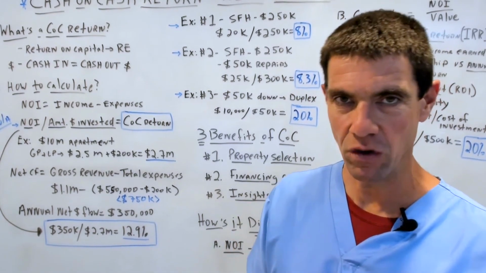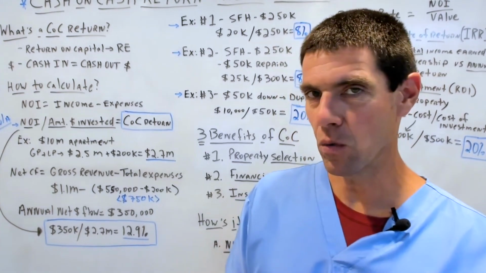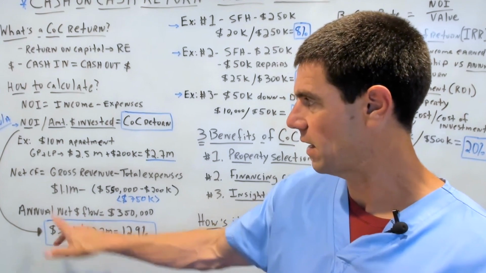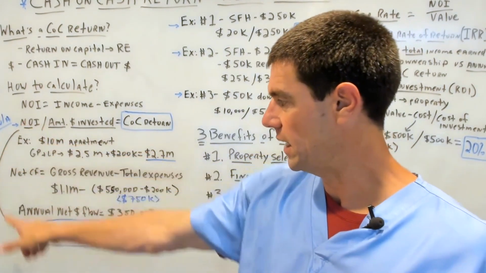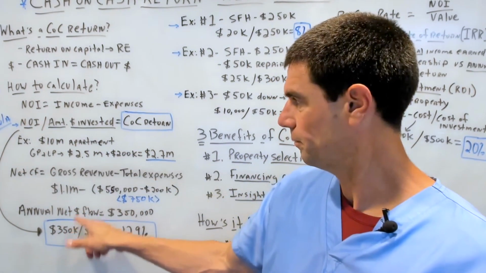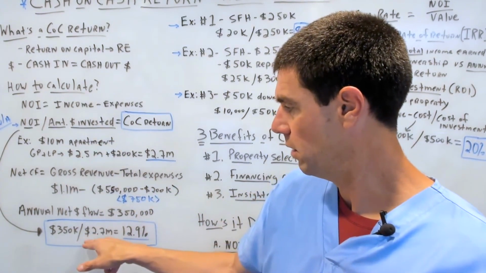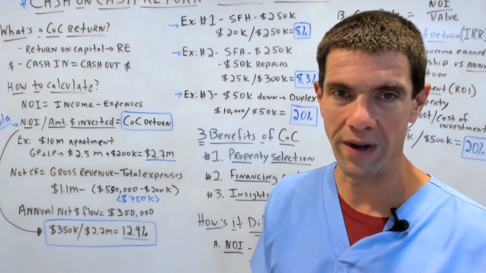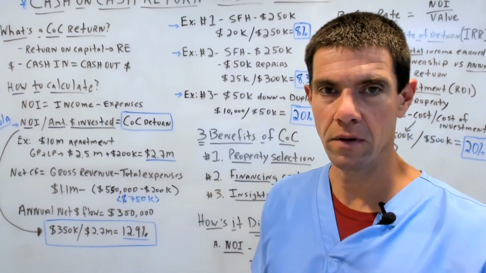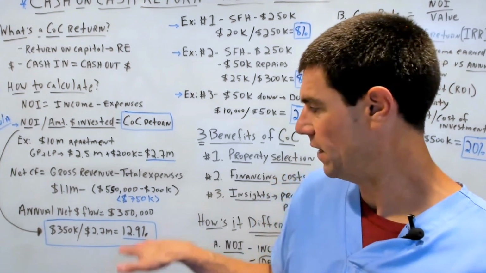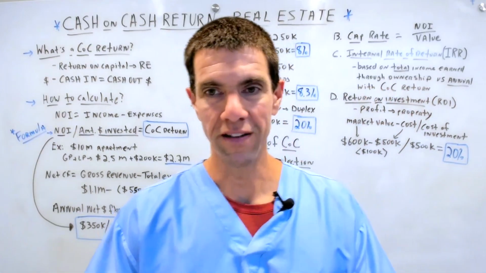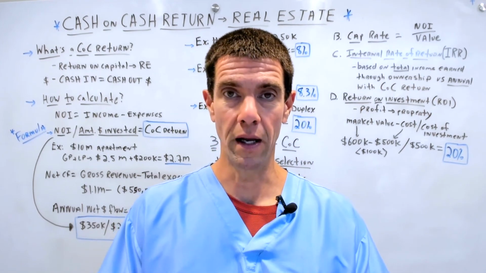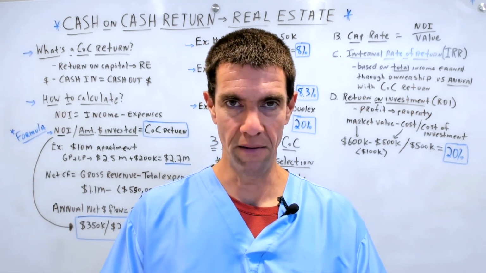Now we divide the annual net cash flow by the equity invested to determine the cash on cash return. So you take our formula, net operating income, $350,000, and the amount invested, remember, was 2.7 million. Divide the two together, and we get 12.9%. So the cash on cash return in this case is roughly 13%. This tells us that the property's annual profit is going to be roughly 13% of the cash initially invested.